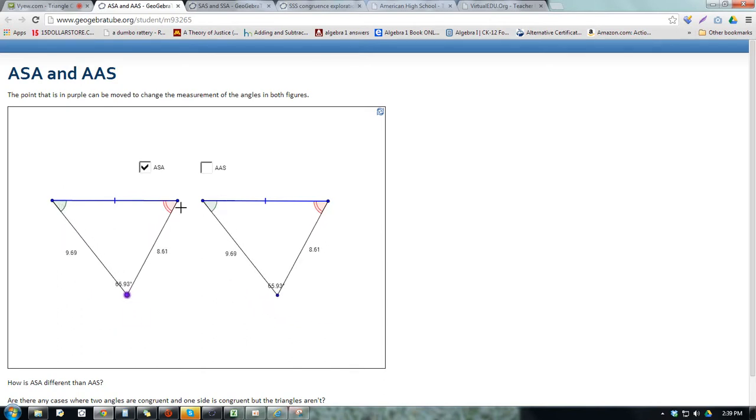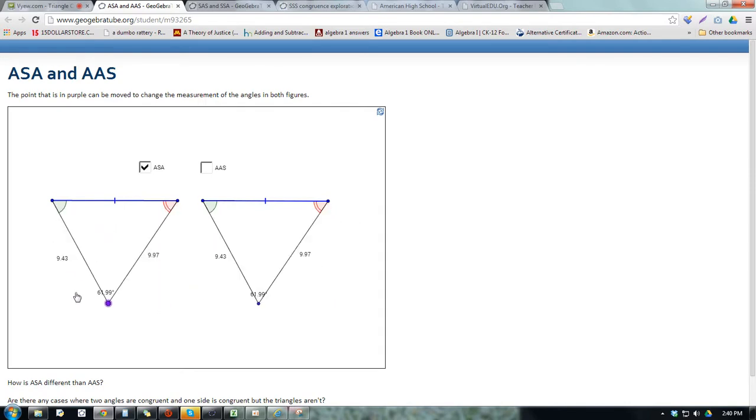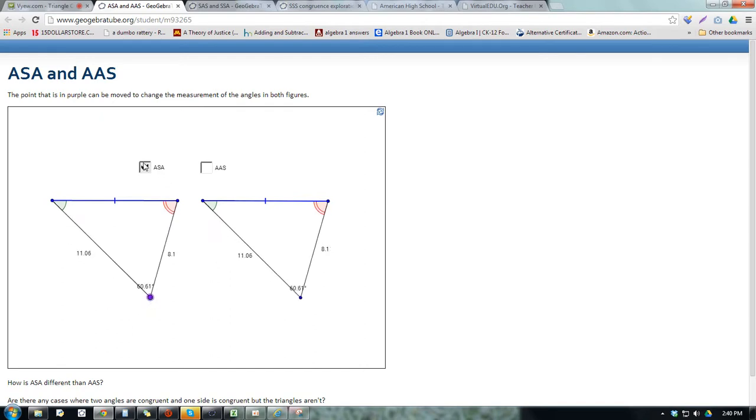Just like before, you can move the purple point, and it will move the other side. The green angles are congruent to each other, the blue lines are congruent to each other, and the red angles are congruent to each other. As you can see, the angles seem to be dependent on each other. So go ahead and play with that.